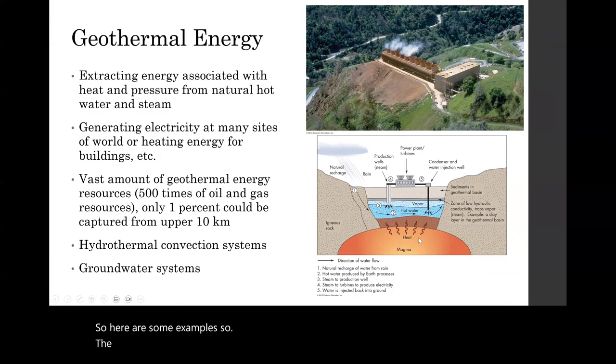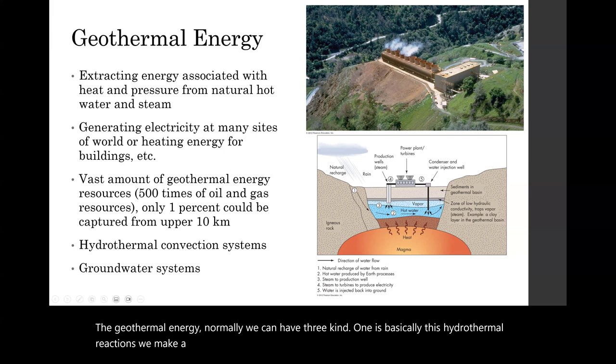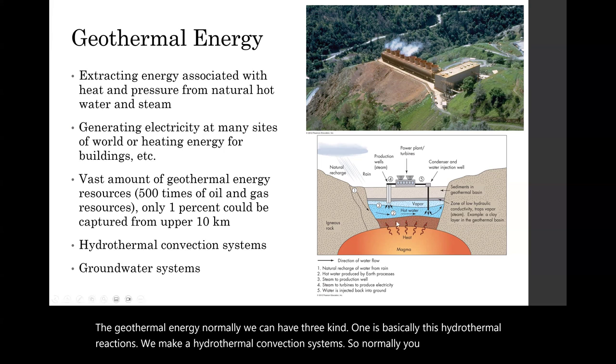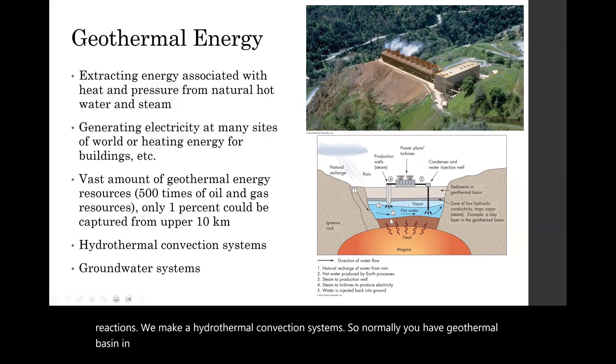For geothermal energy, normally we can have 3 kinds. One is basically just hydrothermal reaction systems. Normally you have a geothermal basin in which a variable amount of hot water circulates. And then there are 2 basic types. One is called the vapor dominant system. The other one is the hot water dominant system.